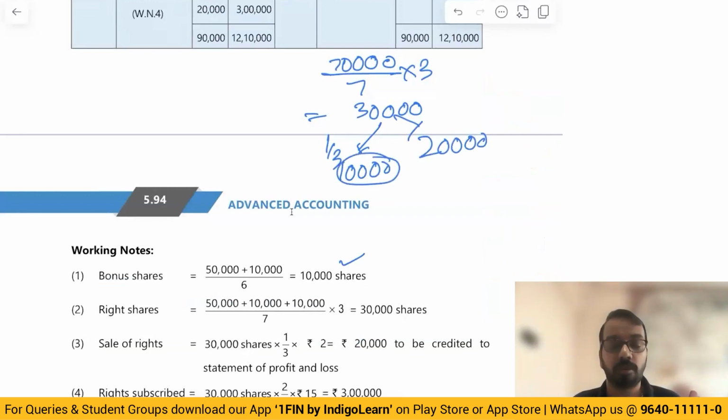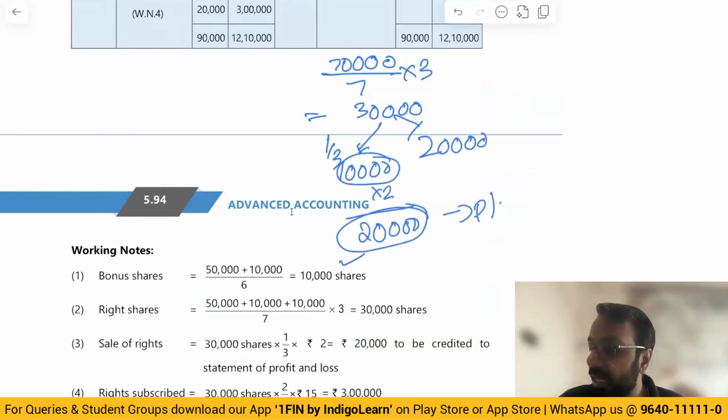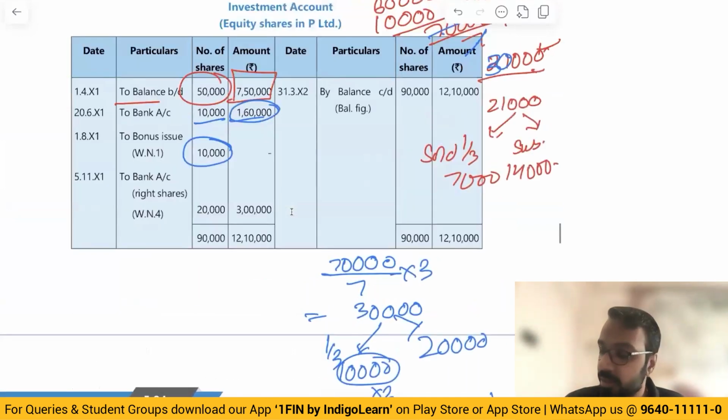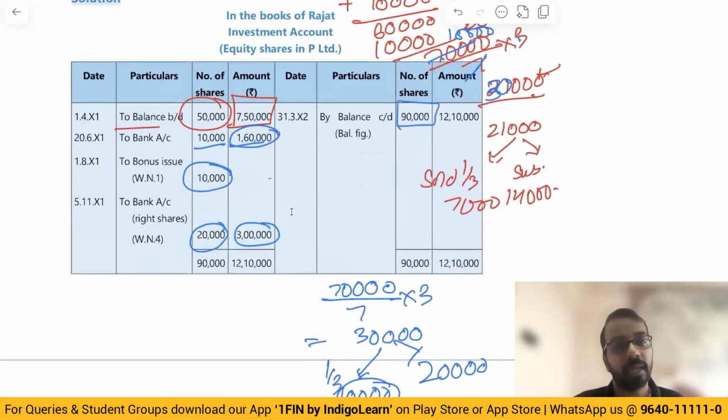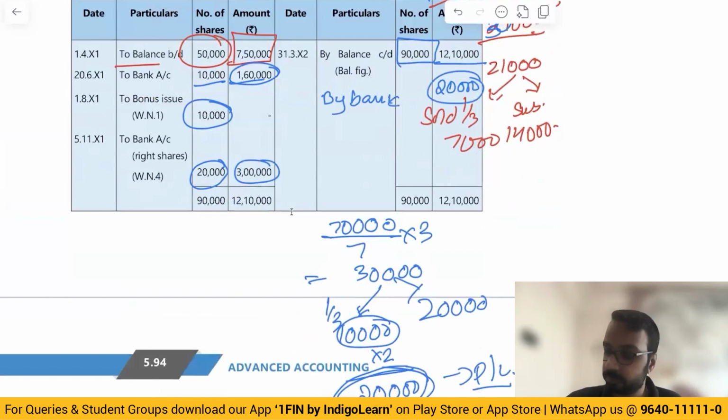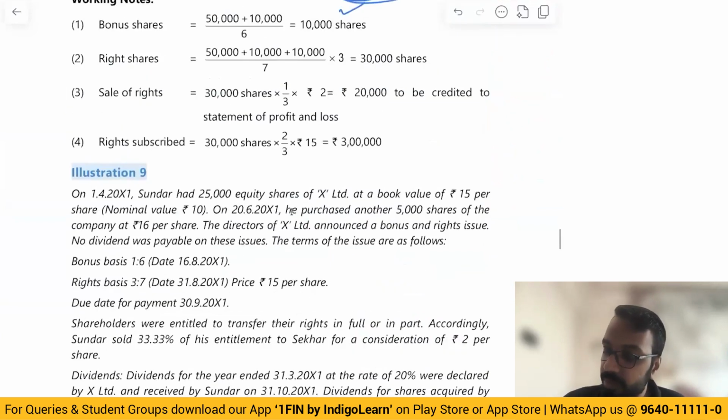By sale of this, whatever amount we get, 10,000 into 2, this is 20,000. This will be transferred to P&L unless the share price after the rights has come down. In that case, we can credit it to the cost of shares also. But here nothing has been given, so we'll take this 20,000 directly to the P&L. We subscribe to the right shares, 20,000 into 15, 3 lakhs, and closing balance 90,000 shares of 12 lakh 10,000. Now, if because of this rights issue the share price has fallen, we will credit this to the investment account, by bank 20,000, depending on what is given in the question. Here this is credited to P&L.